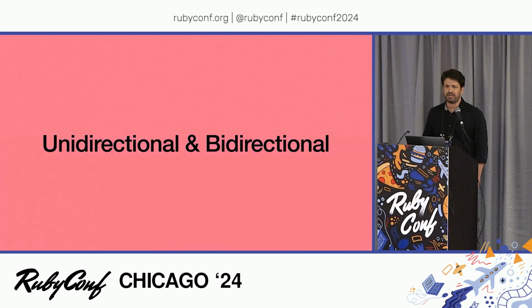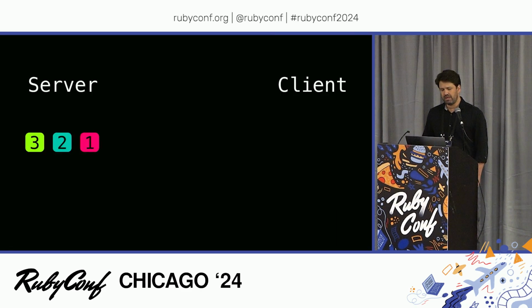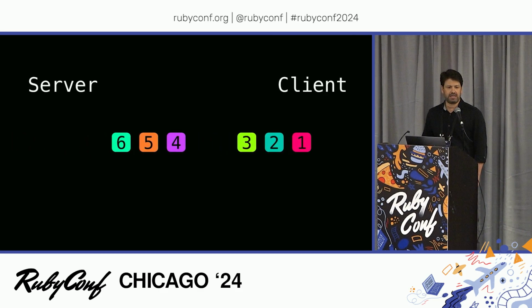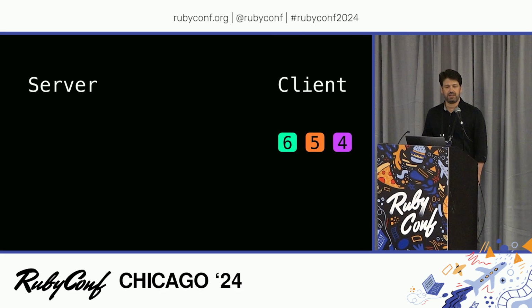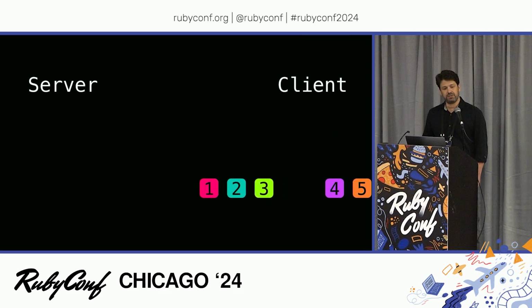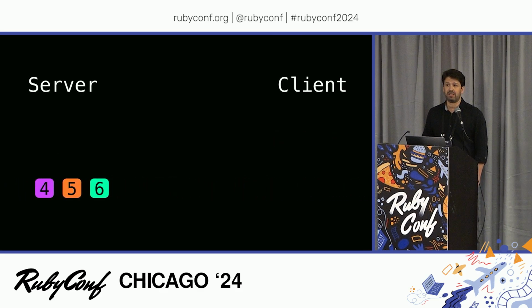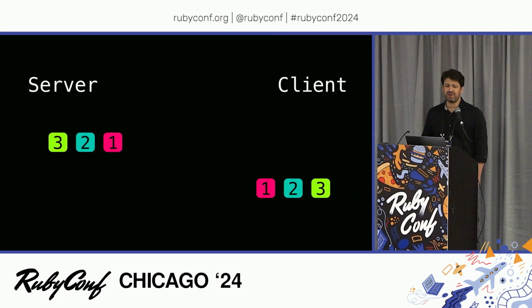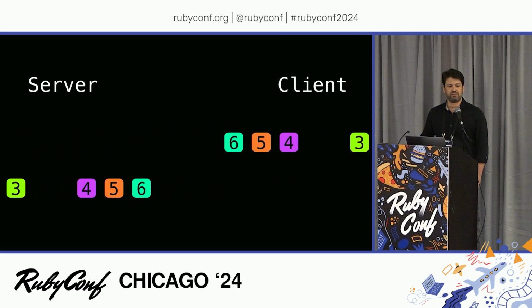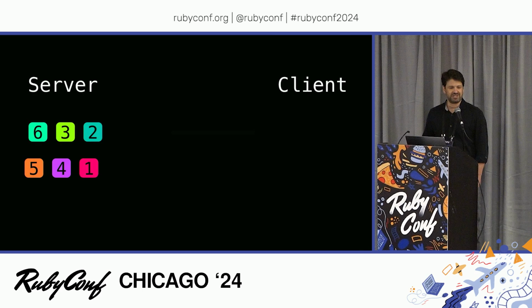So what does that look like over the wire? We have data represented here as 1, 2, 3, 4, 5, 6. It all goes from server to client unidirectionally, or the other way around, from client to server. Bidirectionality is the same thing as unidirectionality, but both ways at once. Full duplex, we used to call it.